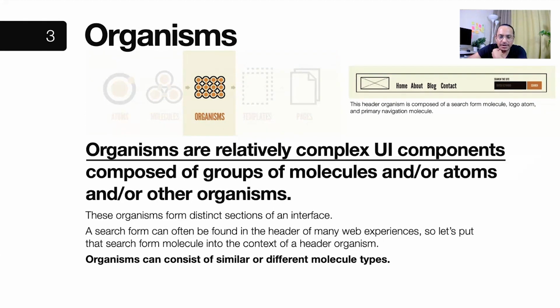Organisms can consist of similar or different molecules. Again, what's happening here is you're bringing together different molecules and/or atoms, and that basically forms the organism, right? We do that very often, correct? So this could become one module, right? So this is one kind of module.